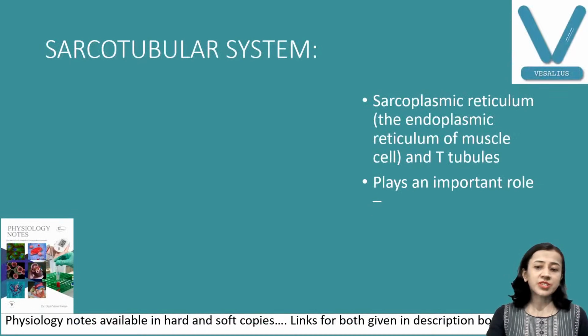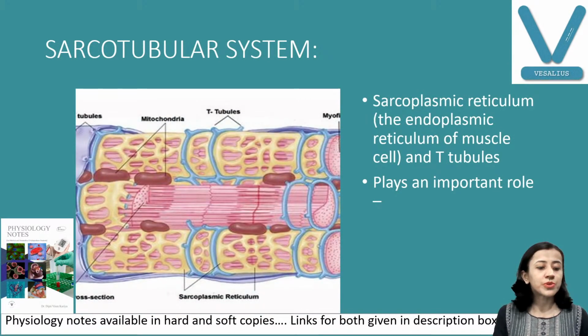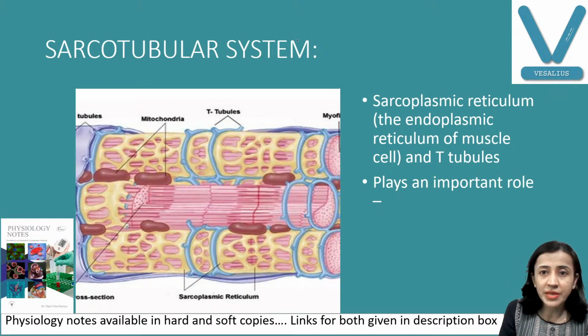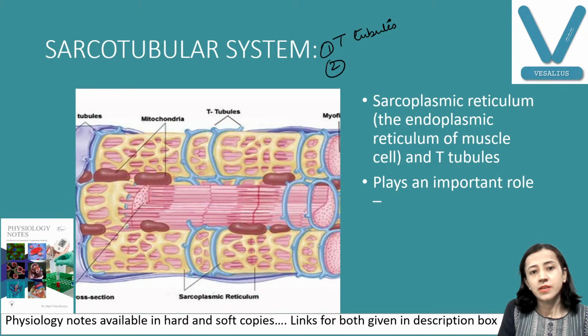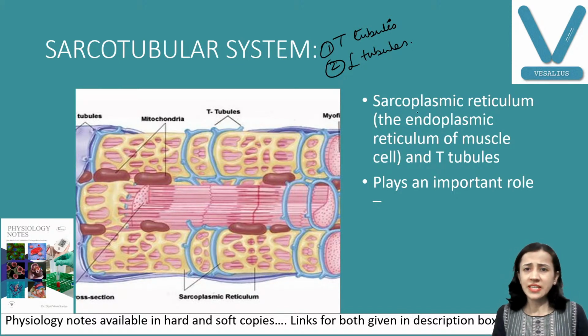Now, another important structure in the muscle is the sarcotubular system. What is this? This is an important thing. The sarcotubular system consists mainly of two things. Number one is the T-tubules, this one, and your L-tubules or sarcoplasmic reticulum. Or you can say the sarcotubular system is equal to L-tubules and T-tubules.